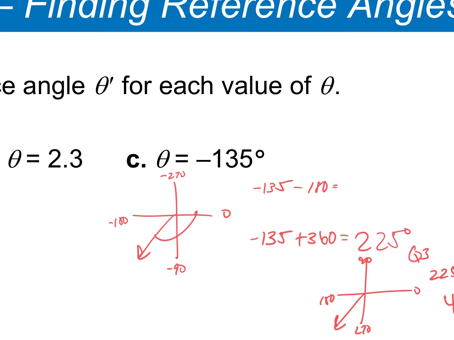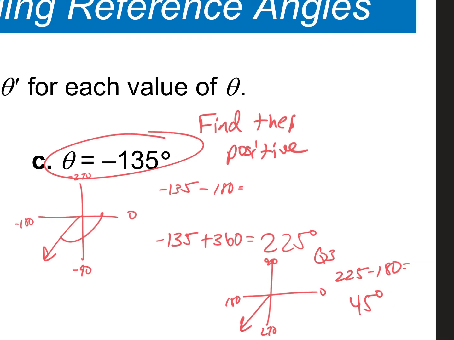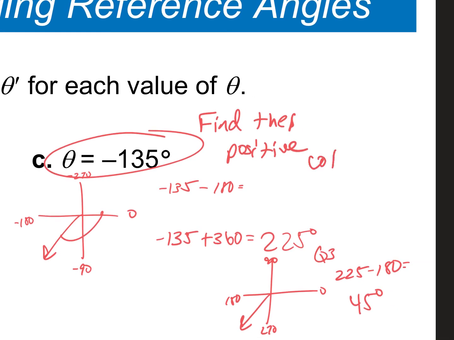So, guys, what should you do when you start off with a negative angle? You should add 360 and find the positive coterminal. So when it's negative, you add 360. Find the positive coterminal. That was awesome. Good job, Andres.